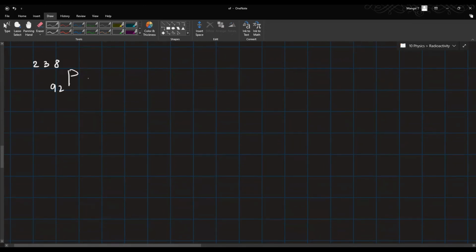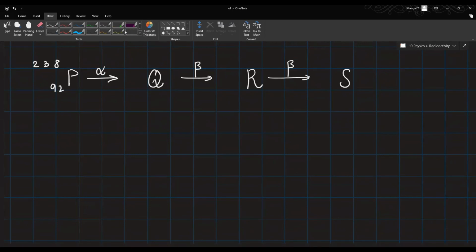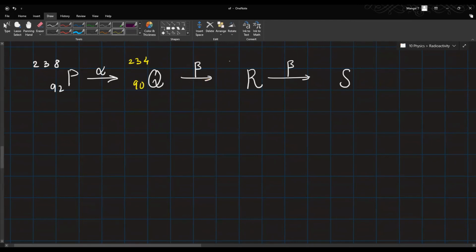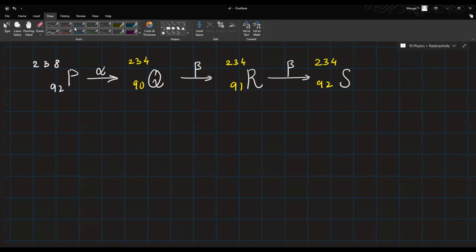This is 92. This is alpha. This is Q. This is beta. This is R. This is beta. That is S. So what we have is alpha being given out. So 234 and 90. This is beta being given out. So 234 and 91. Another beta, 234 and 92. Okay. One last one we will try.